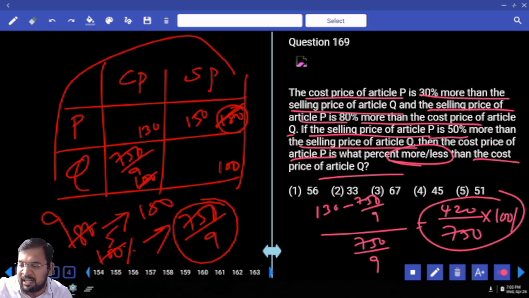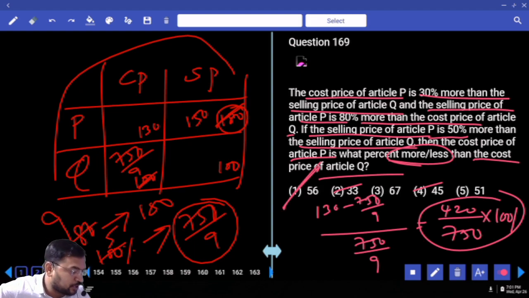Now 50% is nothing but 375. 50% is 375. Our answer is more than 50%. It's very close to 375, very close to which option? 56. And 51 is not possible, because 50% is 375, then we need 420. So 420 is near to which one? So 56. All of you clear? Next question.